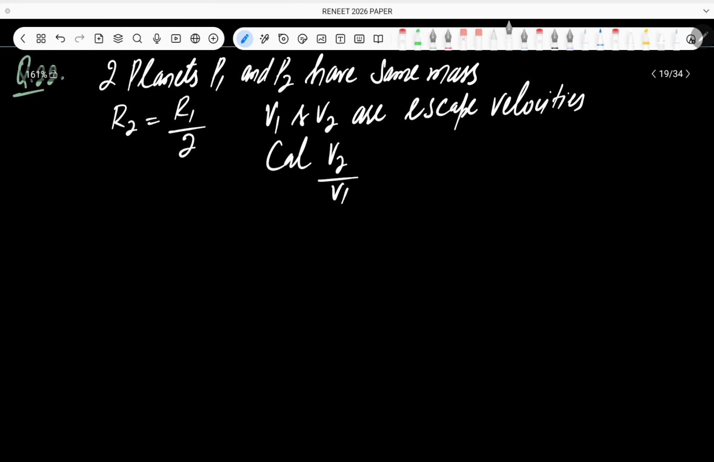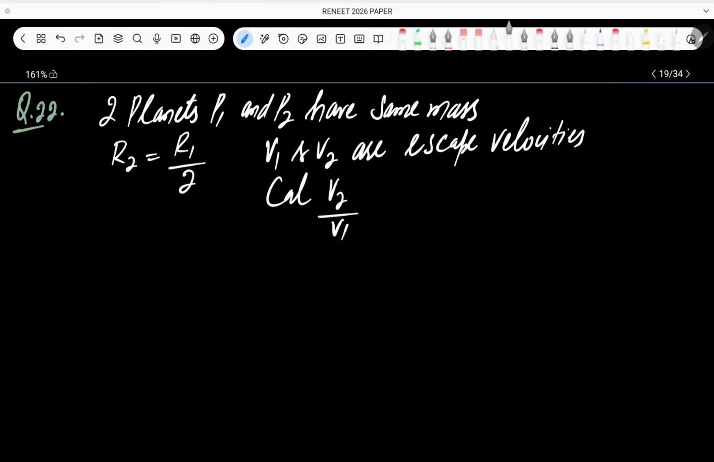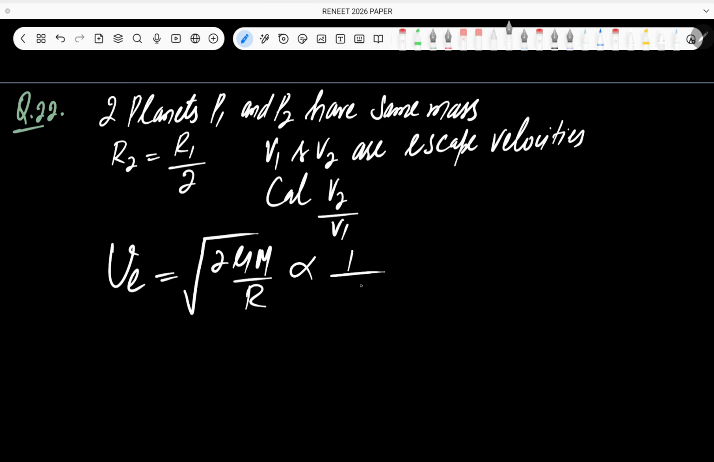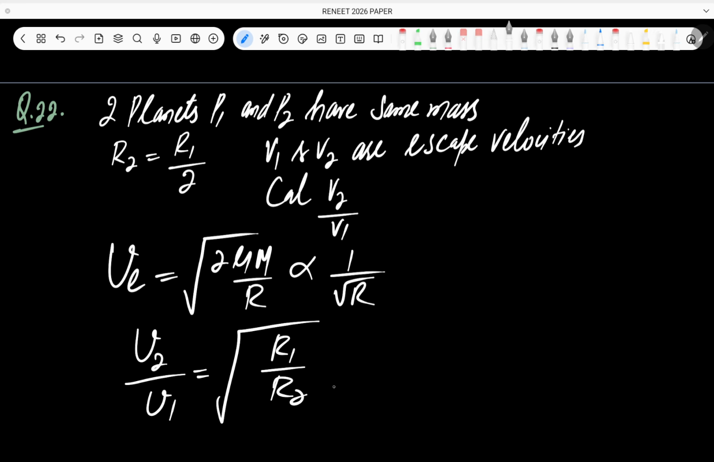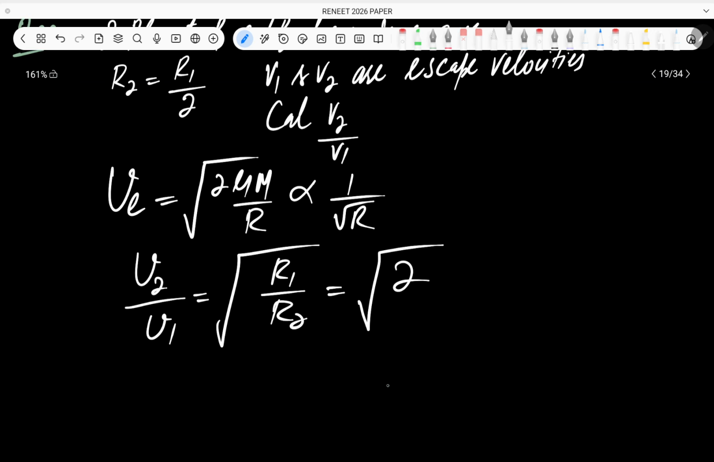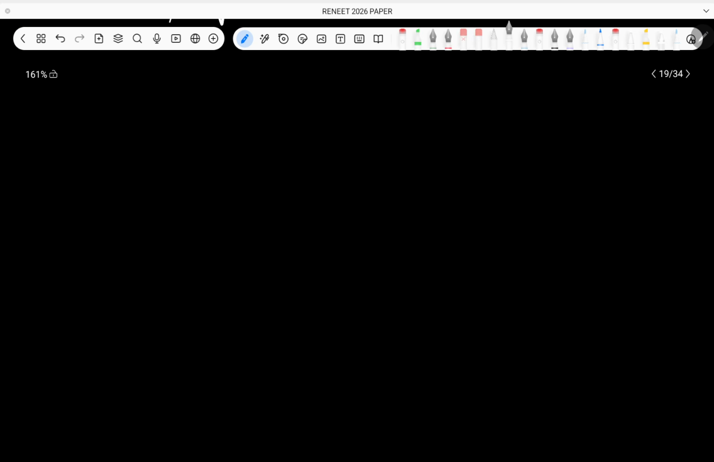Have a look, beta, at one more, question number 22. This is a very easy question. Okay, escape velocity, you should know that it's equal to square root of twice GM divided by capital R. Now it is given in the question that the mass is same and R2 is equal to R1 divided by 2. So I can write it is inversely proportional to root R, which implies V2 divided by V1 will be equal to square root of R1 divided by R2. Now what is R1 divided by R2? That is 2. R1 by R2 is equal to 2. So the answer will be simply root 2. So this is the answer, root 2. Let's move to another question.